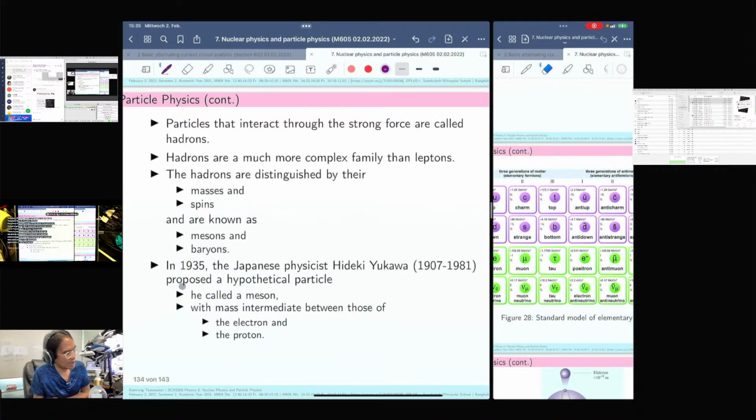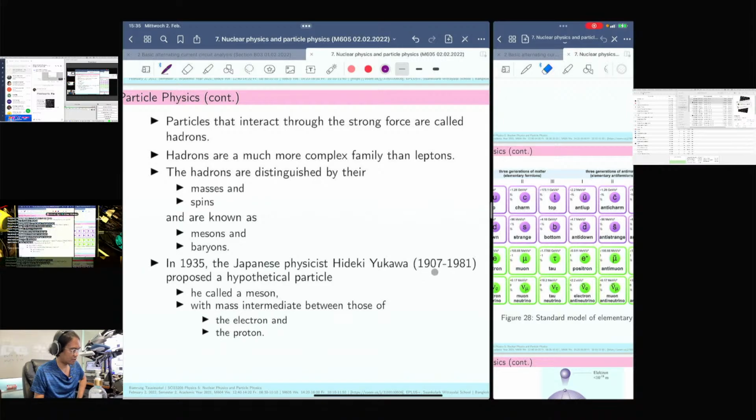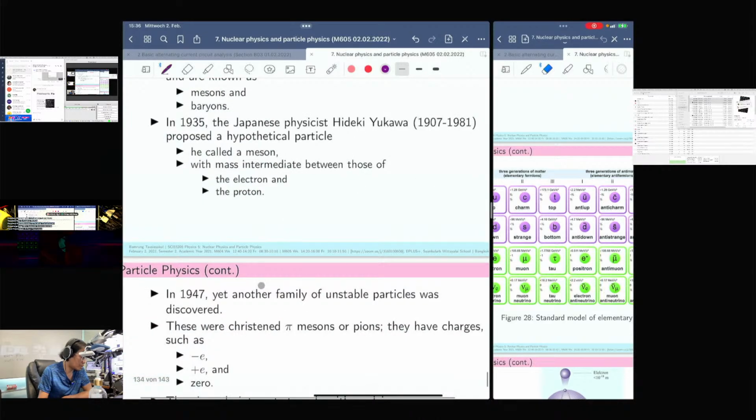The story about meson starts in 1935. It starts from the Japanese physicist whose name is Hideki Yukawa. His lifetime is 1907 to 1981. He proposed a hypothetical particle. He believed that there should be this particle. He called this particle meson. The light one first, with the mass between electron and proton. It's halfway in the middle between electron and the proton. But at that time, he didn't have any experimental result to verify his hypothesis.